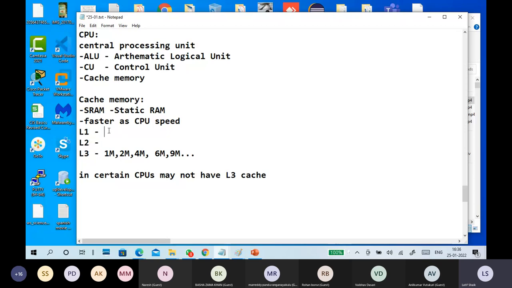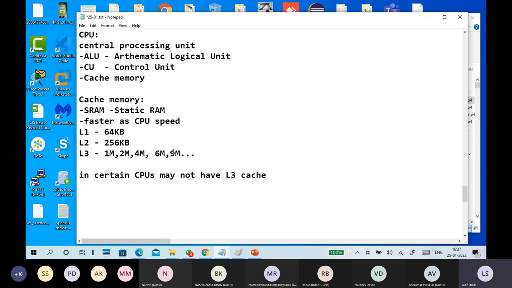L1 is usually 64 KB, a standard one, so no changes. L2 is 256 KB. Usually L2 may change, but L1 is usually fixed.